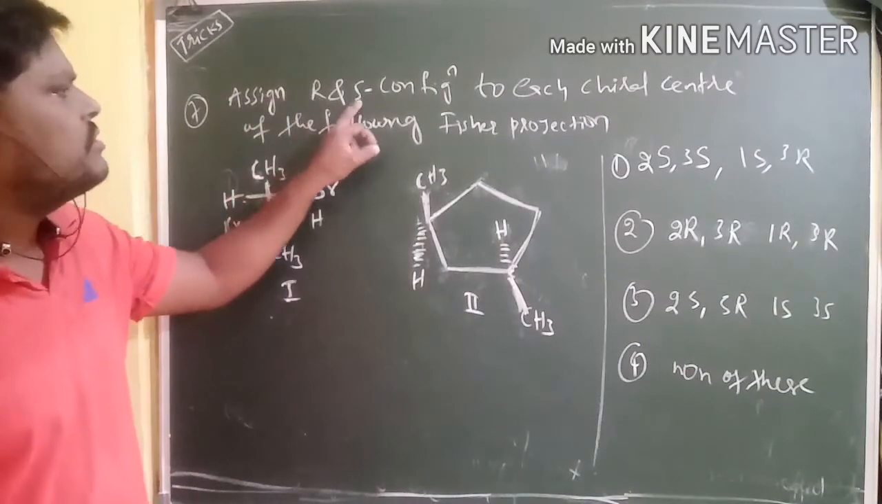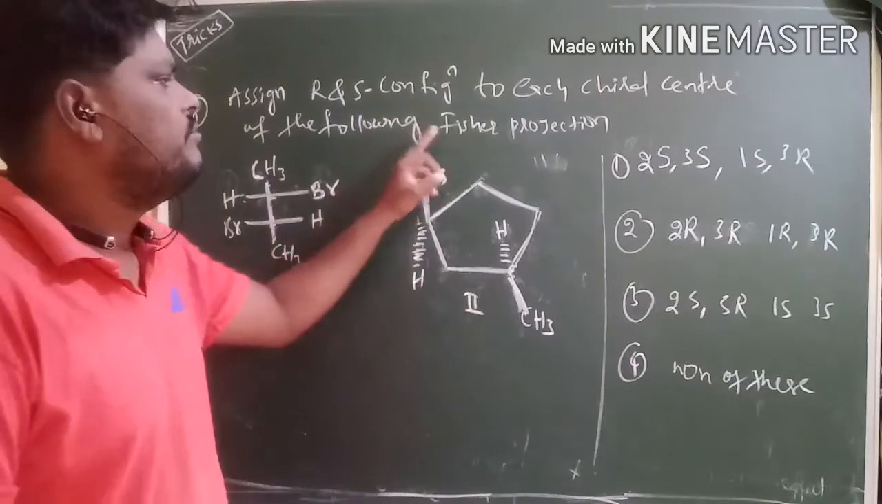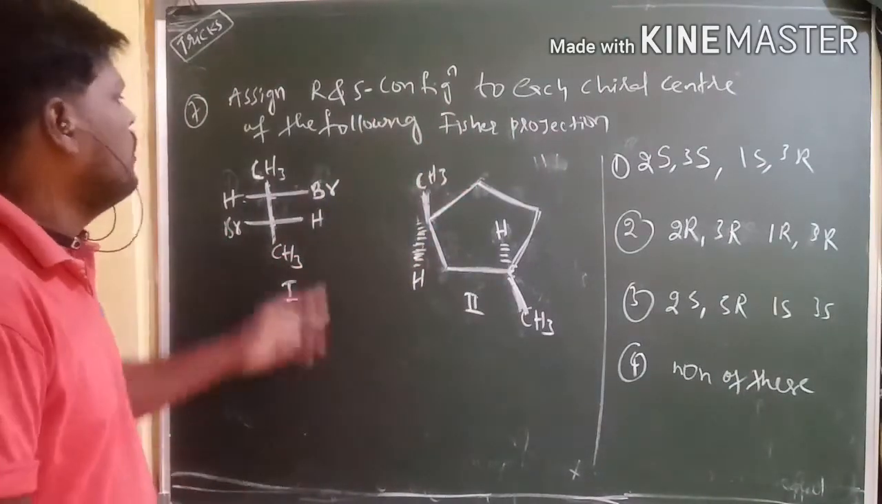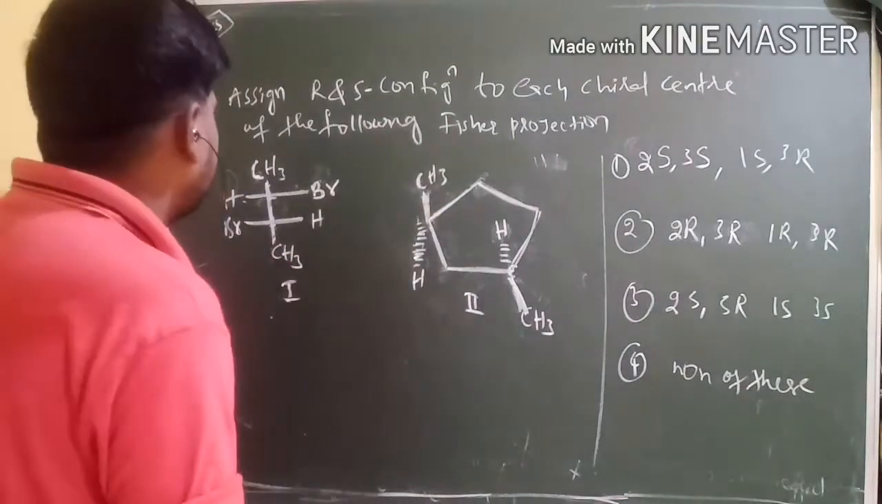Assign R and S configuration to each chiral center of the following Fischer projection. R and S configuration for Fischer projection. Here, how many chiral centers do we have?